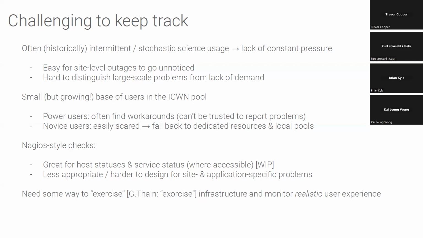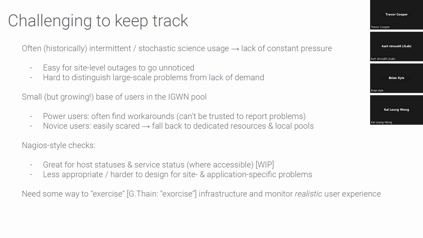So one of the OSG factories going offline can just look like a quiet time in the IGWN pool. We also face a slight issue: we have a relatively small, though growing, base of users who are brave enough to go for the distributed approach. I don't particularly want to rely on users to report problems. Power users tend to work around them and sometimes not even report them at all. And it just scares off novice users back to the dedicated resources, where they're far more familiar with what's going on.